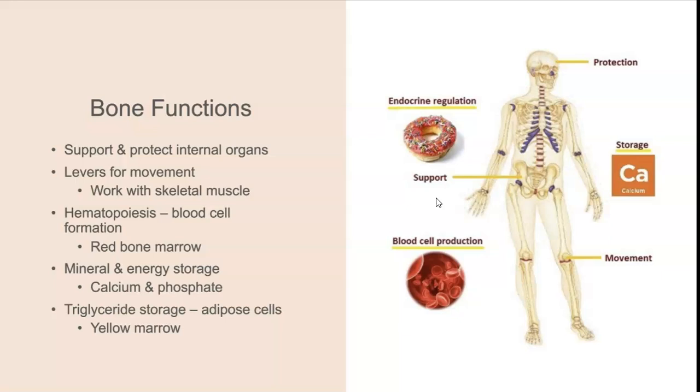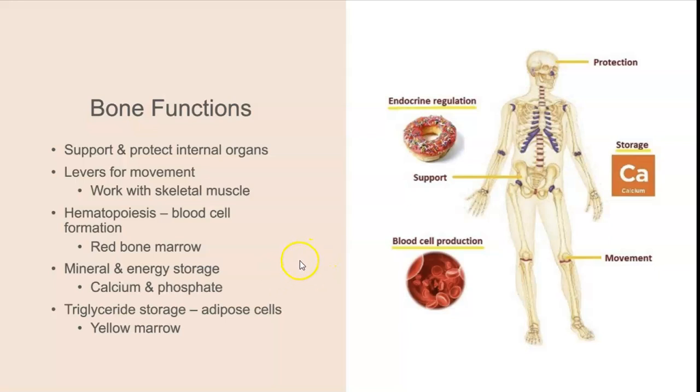Hematopoiesis is the making of blood cells. Your blood cells, not just your red blood cells, but all of your blood cells, are made in the red bone marrow found primarily in the epiphyses of long bones, so the ends of long bones, and within a few of our other smaller bones as well.